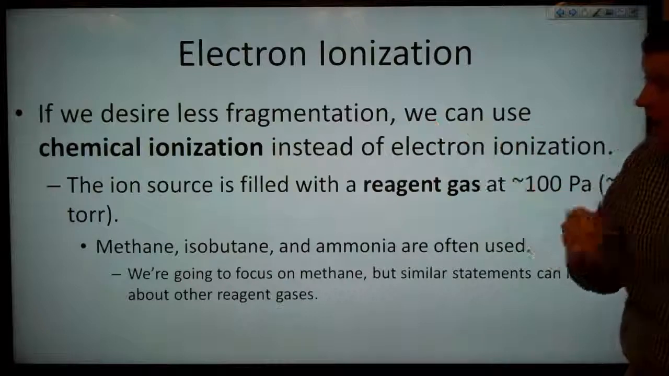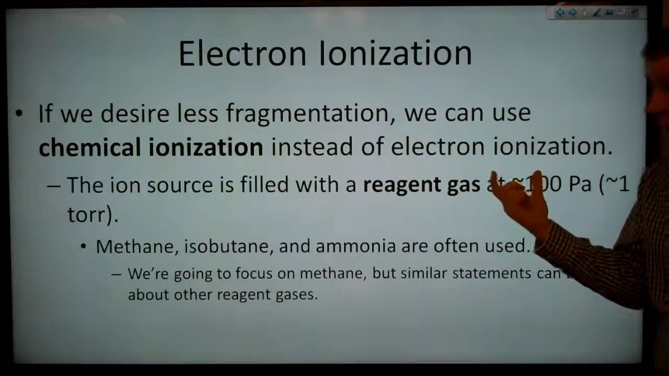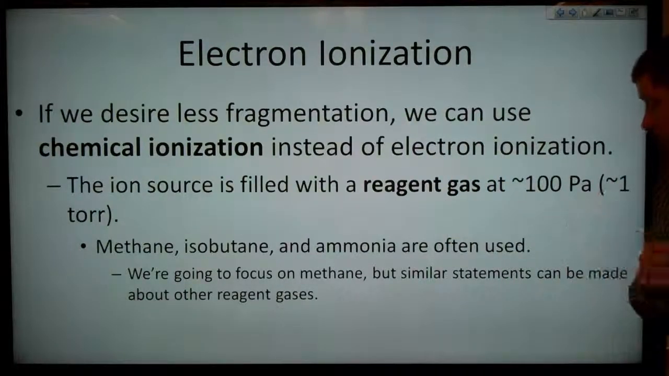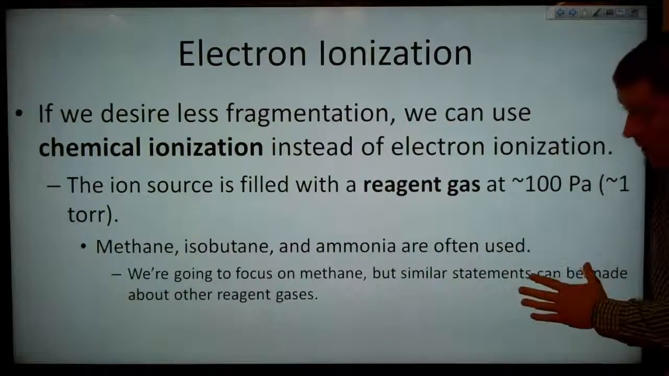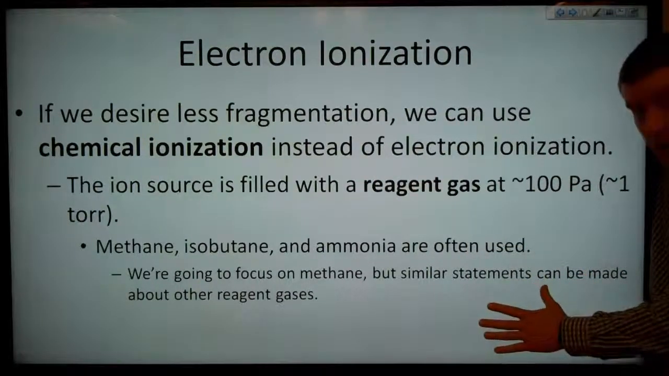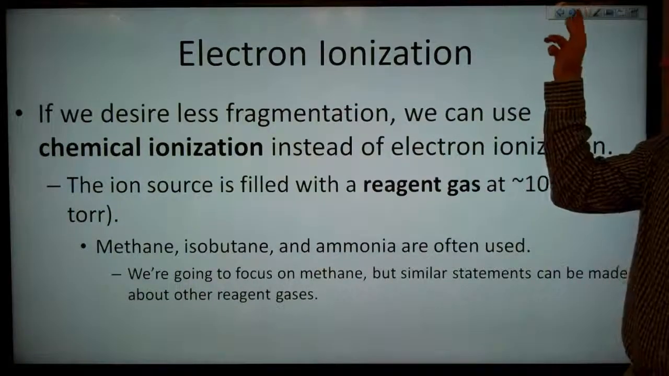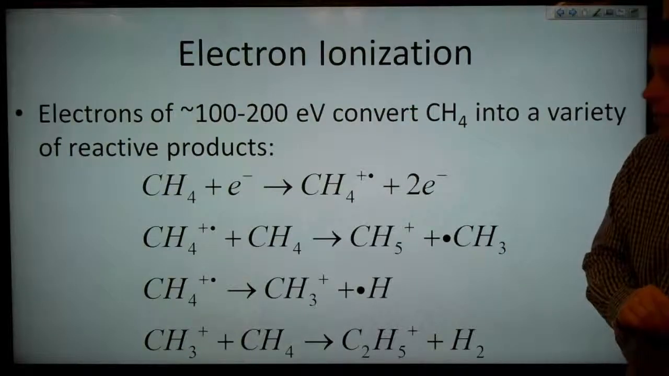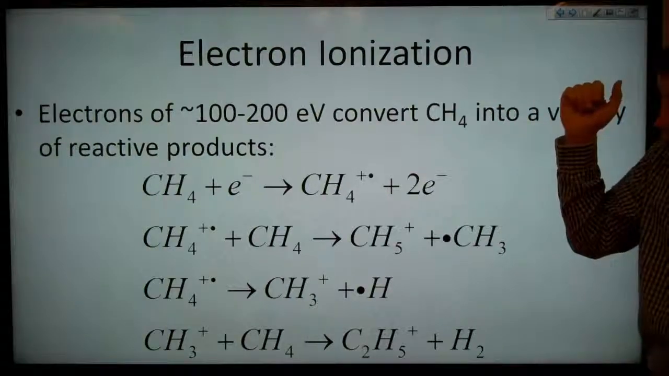If we desire less fragmentation, then we can use chemical ionization instead of electron ionization. In this case, the ion source is filled with a reagent gas at around 100 pascals, which is around 1 torr. Methane, isobutane, and ammonia are often used. We're going to focus here on methane, but similar statements can be made about the other reagent gases. Electrons of around 100 to 200 electron volts can convert the methane into a variety of reactive products.